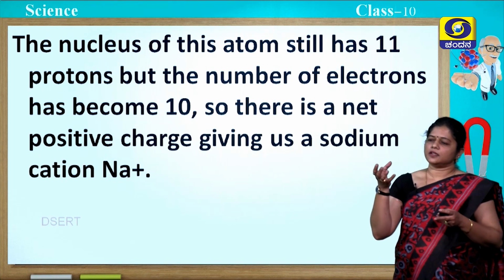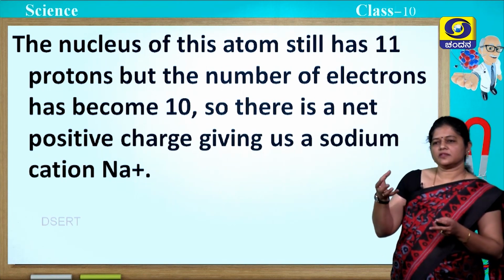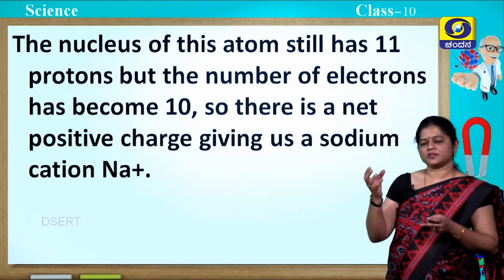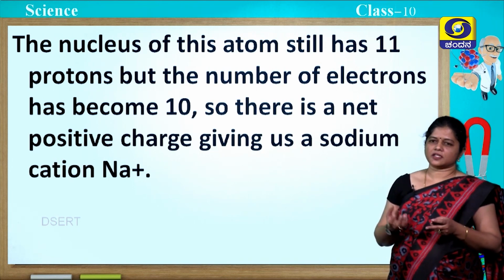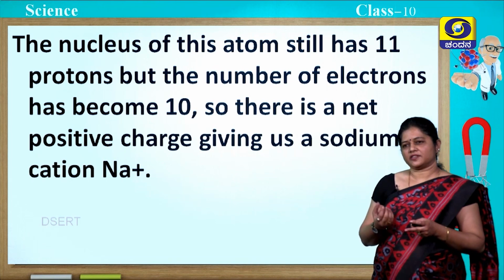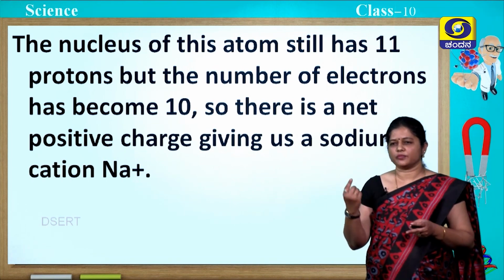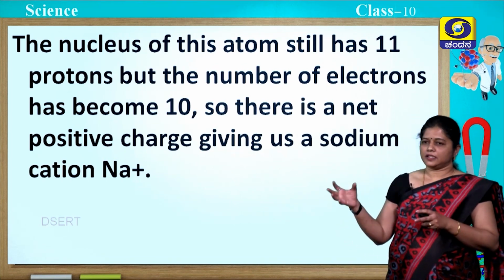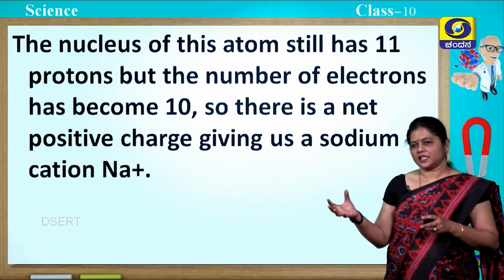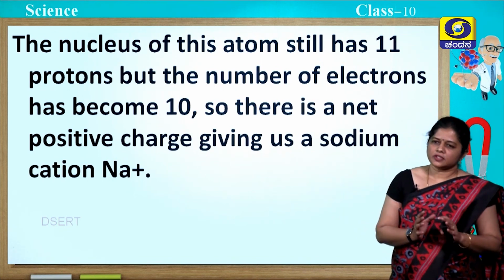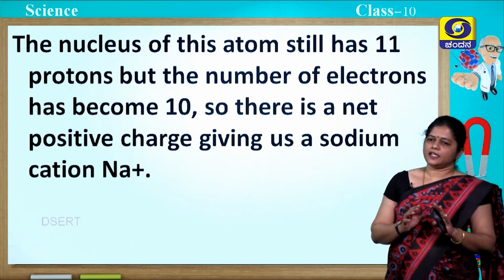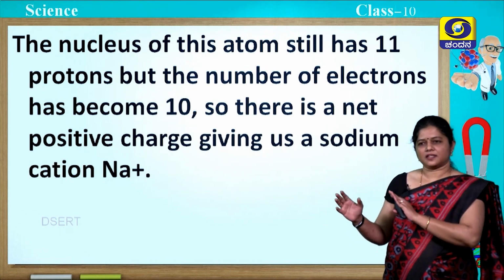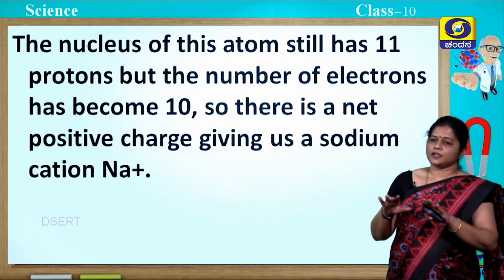The nucleus of the atom contains the protons and the neutrons. The neutrons do not have any electrical charge. It is the protons that have the electrical charge. The protons have a positive charge and in an atom the electrons have the negative charge. Generally in a neutral atom, the number of protons will be equal to the number of electrons, so the positive charge and the negative charge will be equal.